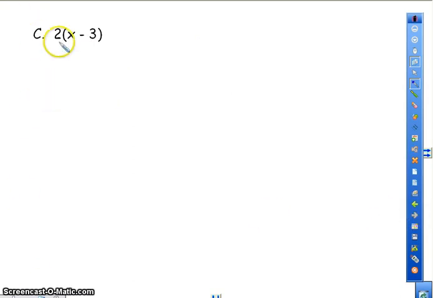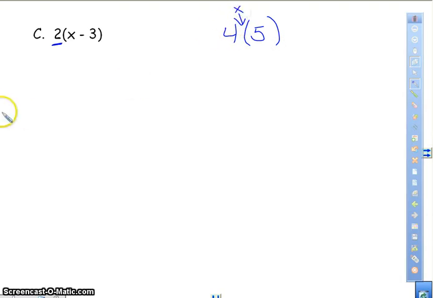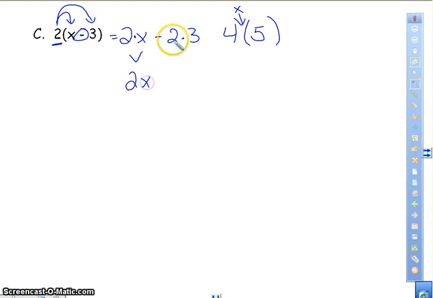Okay, now the last one, we're taking the 2. And another thing to note, if I have a number, and we've done this before, and then parentheses right next to it, we know this is a multiplication problem. Okay, so that's why we're using multiplication, because I'm taking 2 times the expression x minus 3. So I'm going to take the 2 to the x, which would be 2 times x. Take the 2 to the 3, which is 2 times 3. And we're going to subtract this time, because that's the number in the middle. 2 times x is 2x. 2 times 3 is 6. Okay, I cannot combine them, and that's my solution.